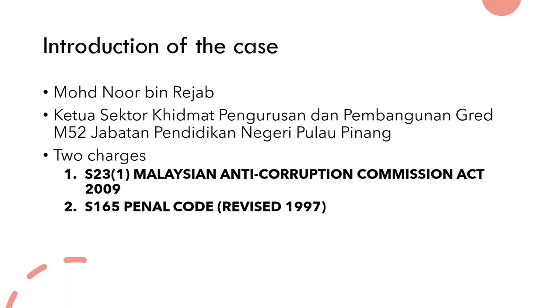Introduction of the case. So the person is Muhammad Noor bin Rajab. He held a position as Ketua Sektor Hikmat Pengurusan dan Pembangunan Grade M52, Jabatan Pendidikan Negeri Pulau Pinang. So there have been 2 charges on him. The first one is under Section 23 Subsection 1 Malaysia Anti-Corruption Commission Act 2009, and then the second charge is Section 165 of the Penal Code.